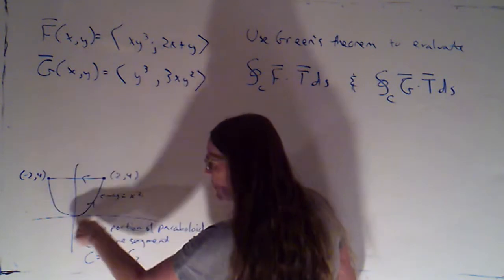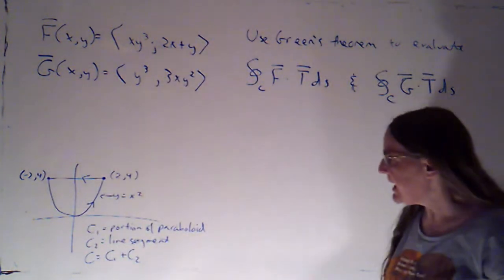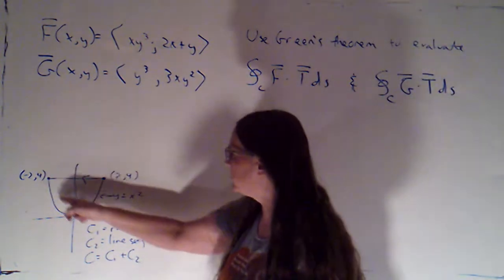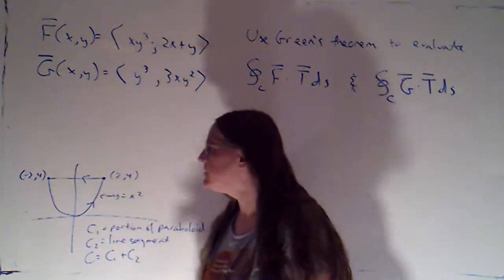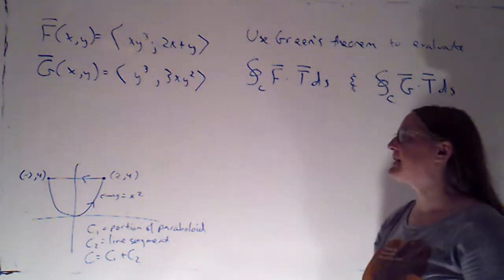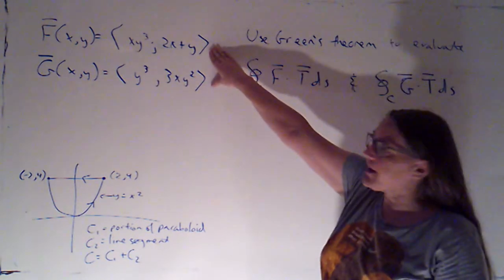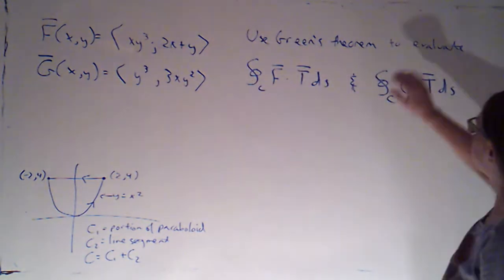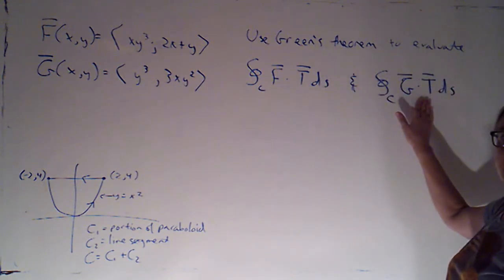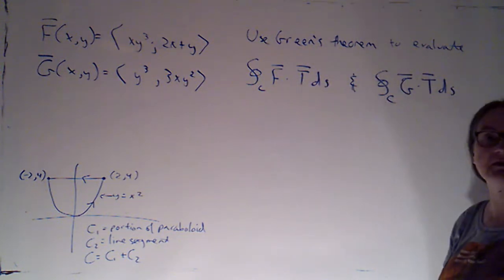I've shown the orientation so that together they form this counterclockwise loop. And C is just C1 plus C2. So C is this total curve that forms this loop around this portion of the area contained by that parabola. Then I've given you two different vector fields, and I want you to use Green's theorem to evaluate these two work integrals, the first of f around C and the second of g around C.